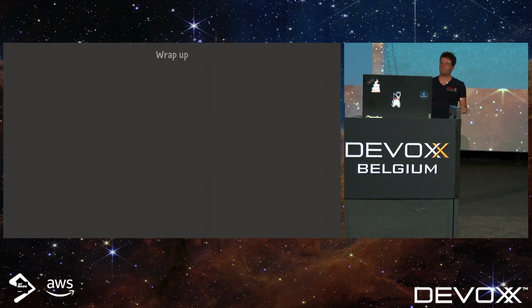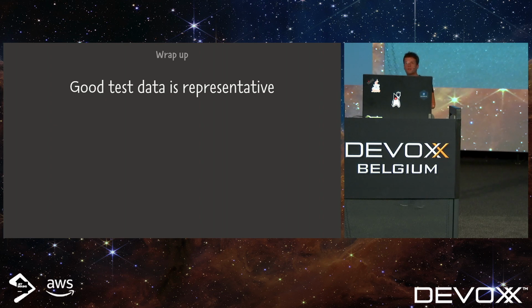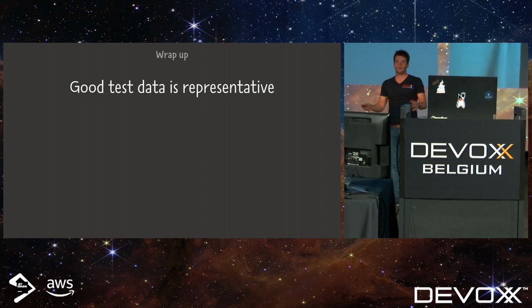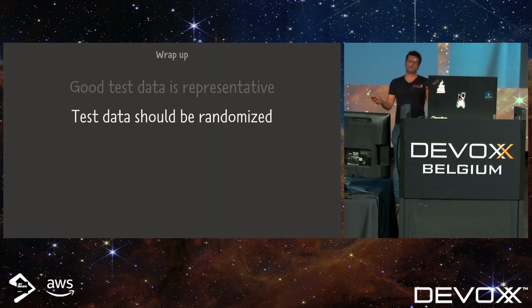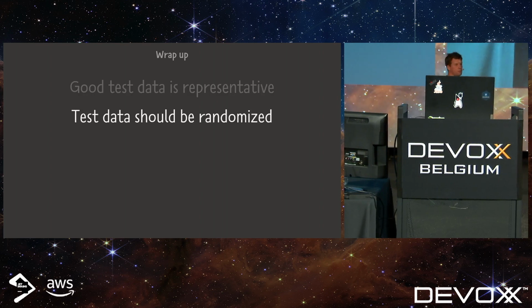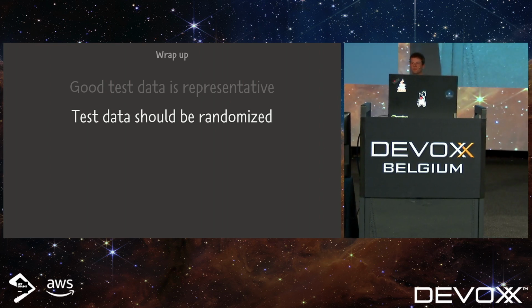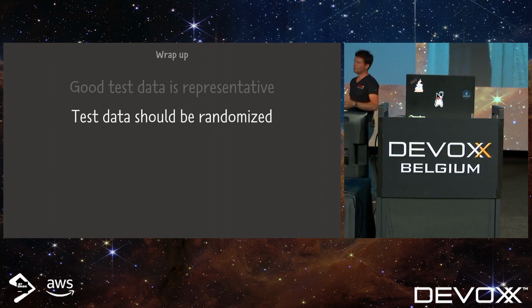So to wrap up, good test data is representative for what goes on in your system. And test data should also be randomized, because you won't have the same data going through your system over and over again. That's also different every time. So your test data should be as well.